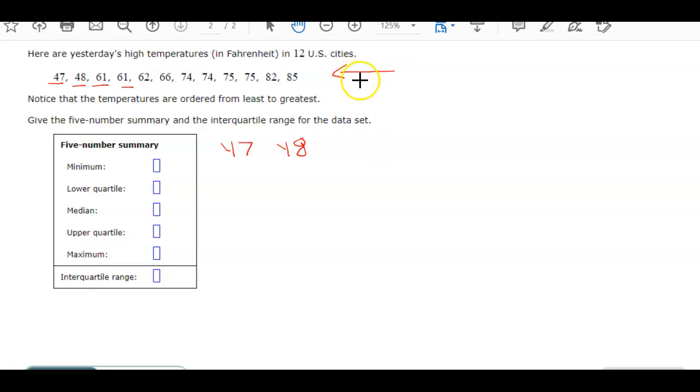So you guys take a look. If it's already in order for you, great. You're dialed in. You're going to save some time. If it's not in order, then you have to put them in order yourself, okay? So the minimum number, that's going to be nice and easy. That's going to be 47. Okay, the maximum number, that's going to be easy. That's going to be 85.